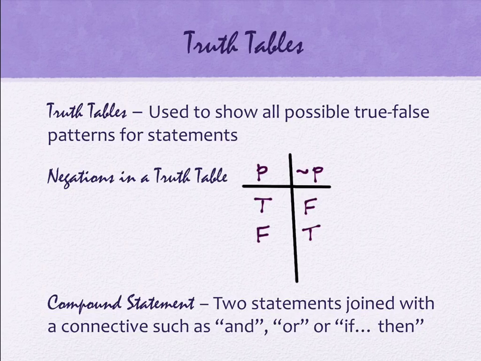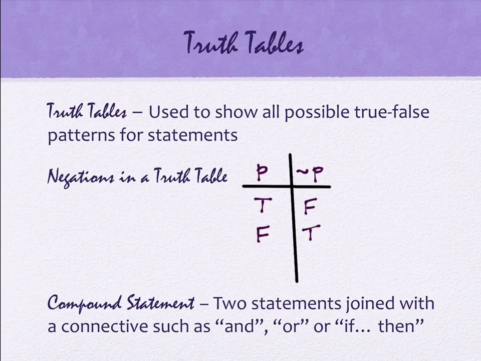A compound statement is two statements joined with a connective such as and, or, if then. So if you have two statements and you put the word and between them, it becomes a compound statement, kind of like a compound sentence, right? But you had to start out with two statements. And it doesn't just have to be the word and. You could put the word or between them, or you could put the if at the beginning and then in the middle. You know, if it would just warm up, then I would go out and run. Right? That's an if-then statement. It would be a compound statement.